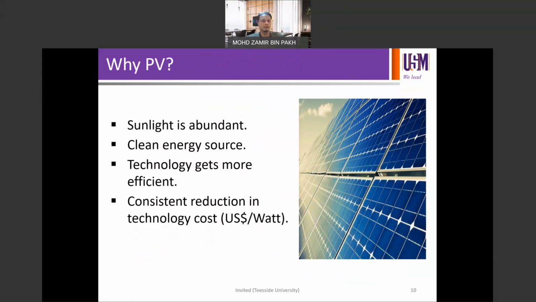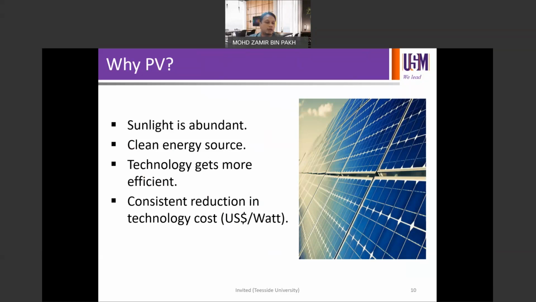Right, so why PV? We have a couple of reasons, the obvious reasons, I would say. The first one is sunlight is abundant, so we have sunlight forever, right? We will never run out of sunlight. Sunlight, or solar power, is a clean energy source. We don't have any pollution out of it. We don't have CO2 emission. And the technologies that we have for PV conversion get more efficient over time.